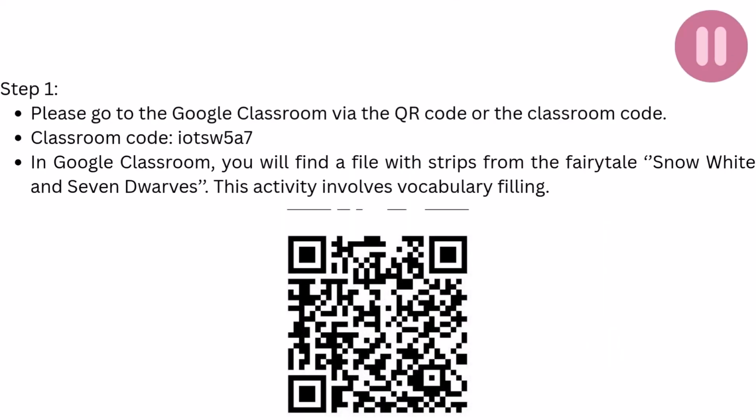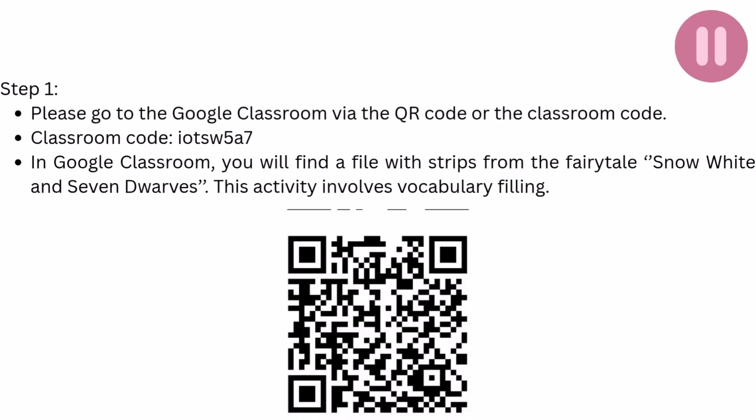Please go to Google Classroom via the QR code or the Classroom code. In Google Classroom, you will find a file with strips from the Fairytales, Snow White, and 7 Dwarfs. Please download the file and try to fill in the blanks with correct vocabulary. You do not need to look at the story. Please be creative. This activity is an example of how digital storytelling can be used in classrooms. After you complete the exercises, please upload the file to Google Classroom so we can look and discuss our answers.